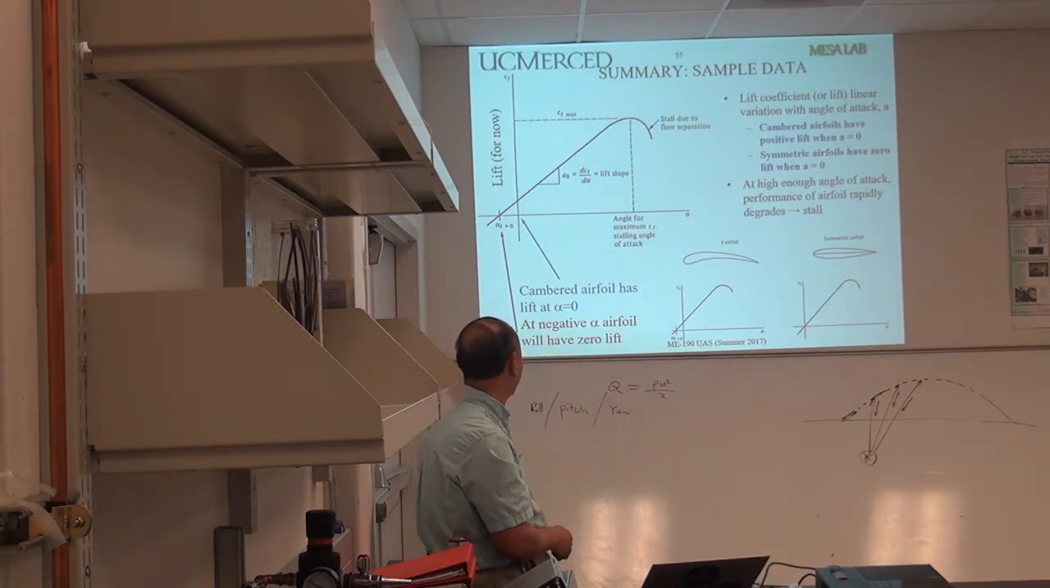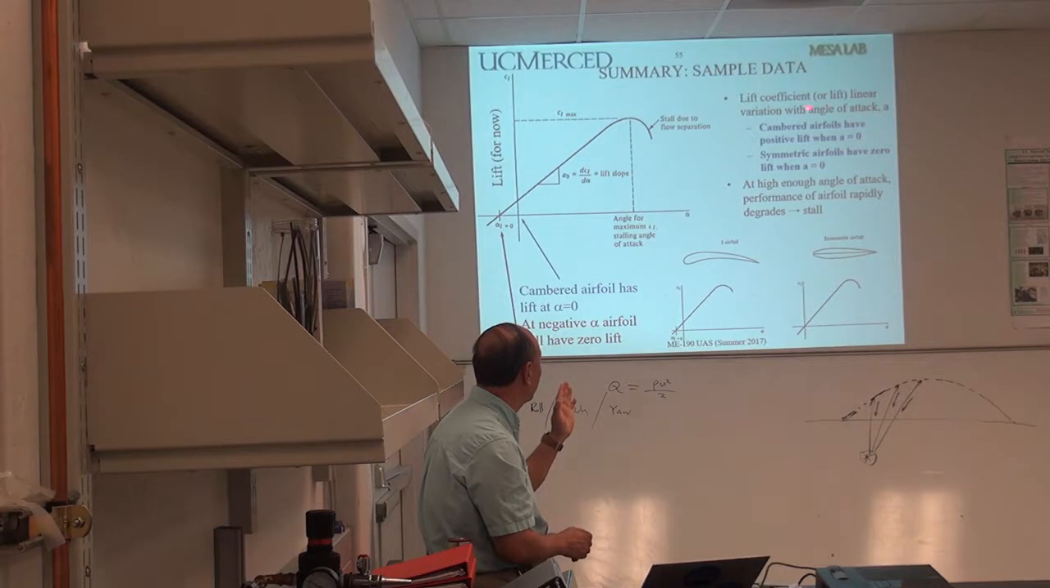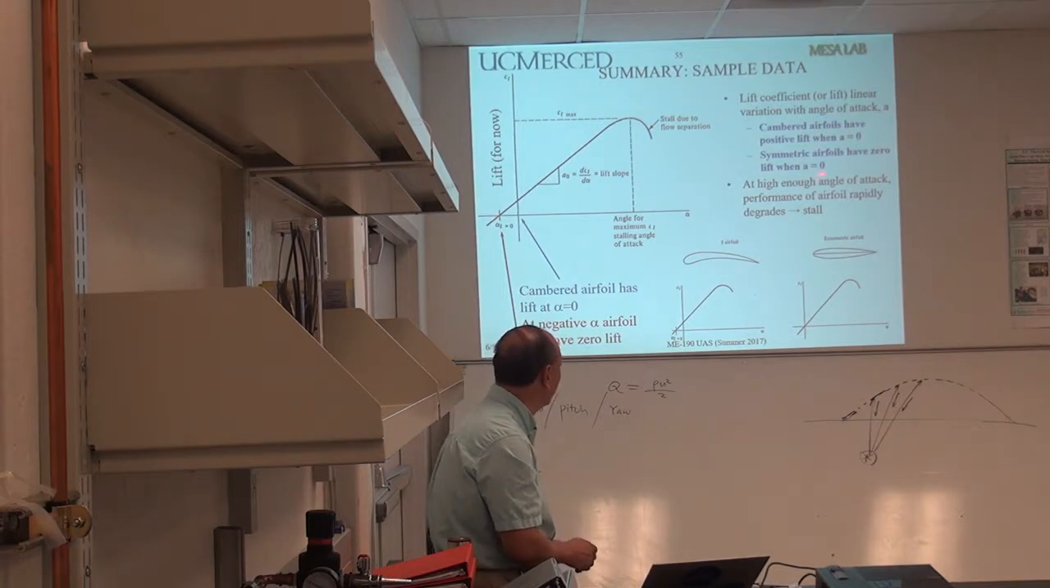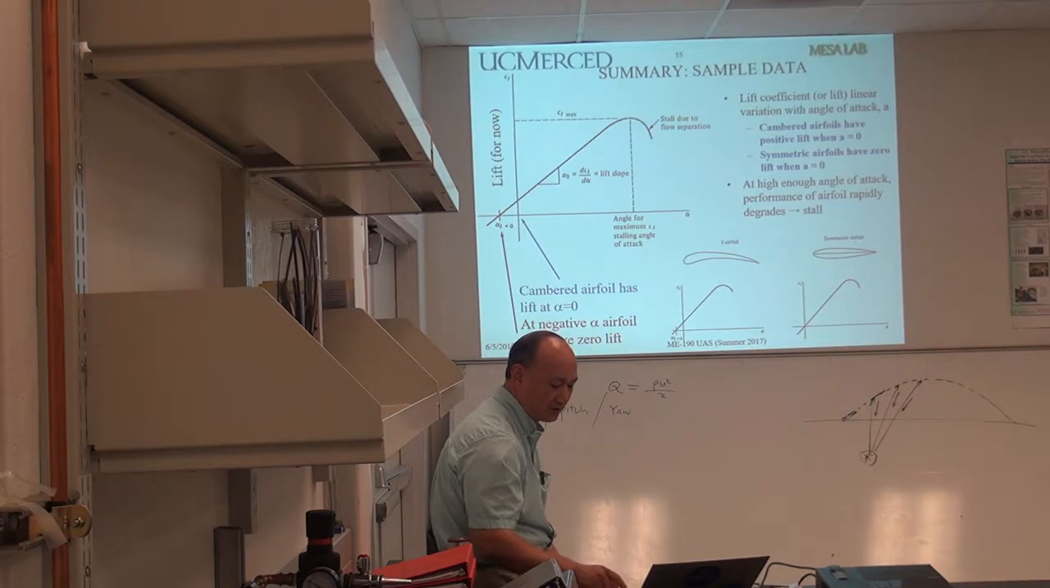So let's do a summary. There are some sample data, and this is what we really need. Stall, due to flow separation, starts to produce a lot of drag, and then lift decreases. The symmetric one will cross at zero. Let's summarize: the lift coefficient varies linearly with alpha, so dCl/d alpha is the lift slope, and it's a constant. The symmetric airfoil has zero lift when alpha is zero. At a high enough angle of attack, the performance of the airfoil will rapidly degrade, which induces the stall.